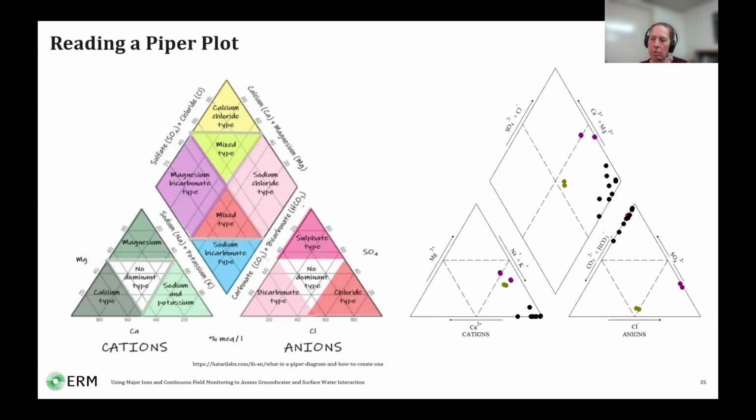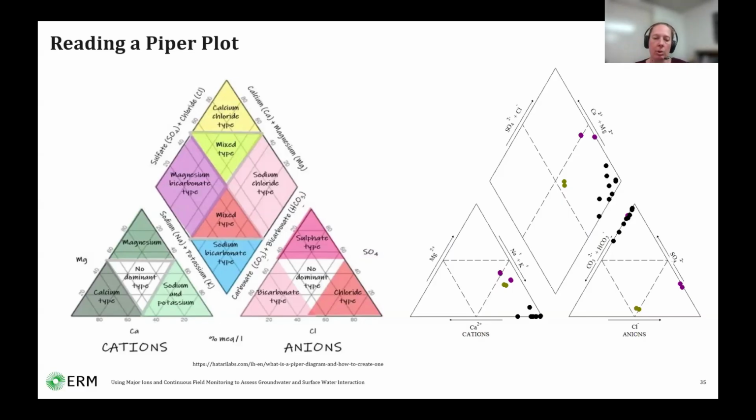You then jump over to the left-hand triangle, which shows the cations, so the positively charged ones. Waters dominated by magnesium are at the top, waters dominated by calcium are at the left, and sodium and potassium are lumped together because potassium tends to be a more minor cation in most waters, although there are some exceptions.